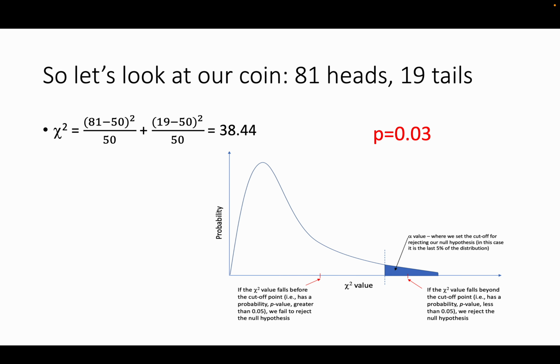And then we run it. So let's say we run it. In this case, I'm going to plug in my values. I got 81 heads. I got 19 tails. I was expecting 50. So I get this chi-squared value of 38.